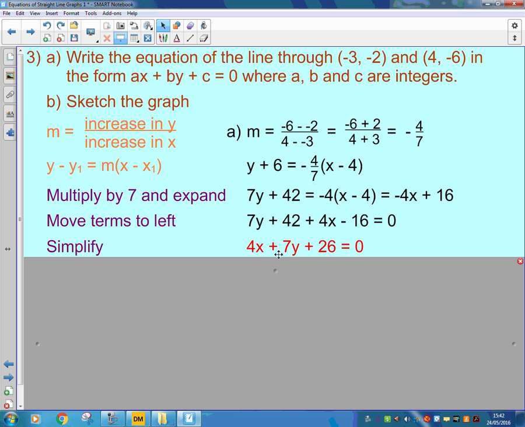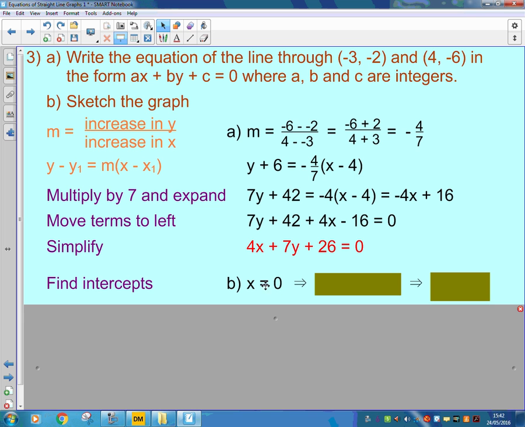Next stage, sketch the graph. So we need to find the intercepts. To do that, put x equals 0 to find the y-intercept. Well, if x is 0, you get 7y plus 26 is 0, because the x's have disappeared. That means 7y equals minus 26, so y is minus 26 over 7.